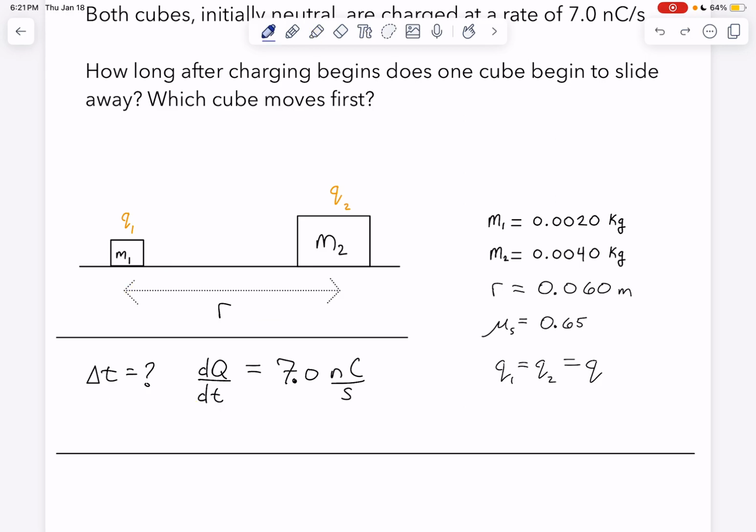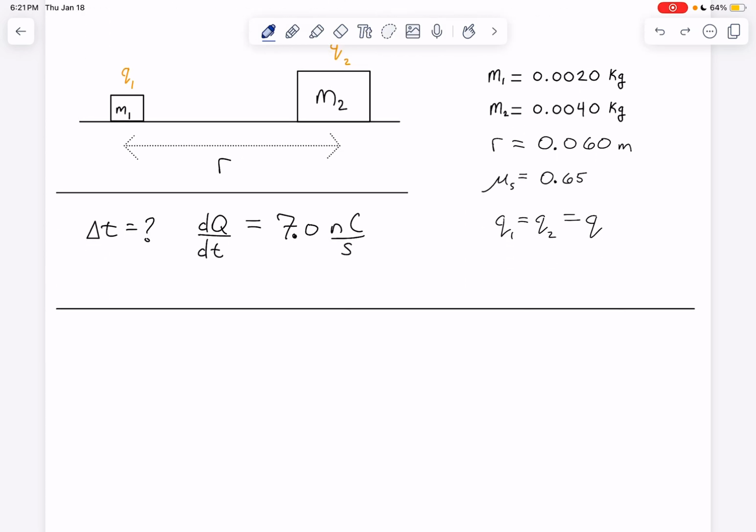Okay. So what are we going to do? Well, we can also imagine this dq dt like, if we knew at what q we were going to have motion, and we know the rate at which we're adding q, then we could solve for t. Because our dq dt, we can think about it as a change in q divided by a change in t. And we've been given that, right? We've been given that 7 nanocoulomb per second. And so we want to find this delta t. So to get there, we're going to need this q.